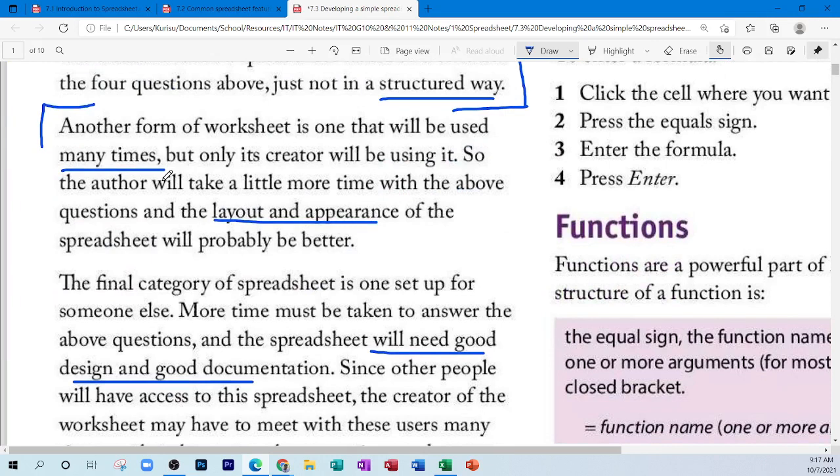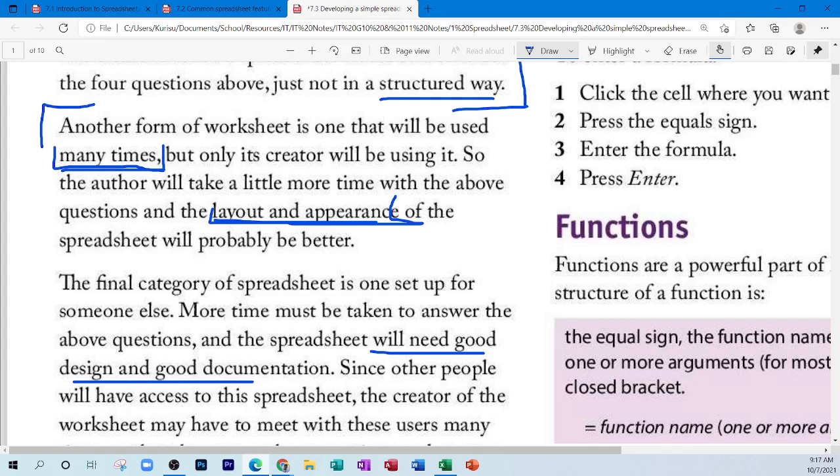But if you're going to use the spreadsheet more than often, maybe on a regular basis, every month or every week, then you're going to be thinking about the layout. So you're going to be thinking about the appearance. How am I going to design the spreadsheet? How am I going to make it so that it is something presentable when I am using it often?